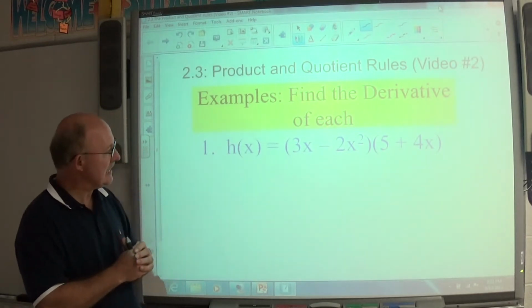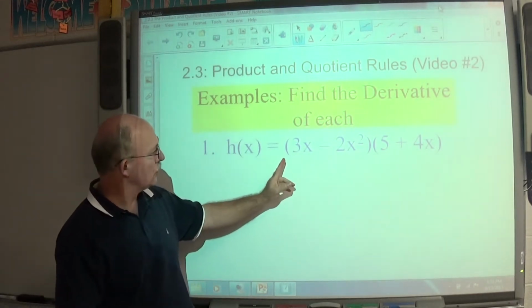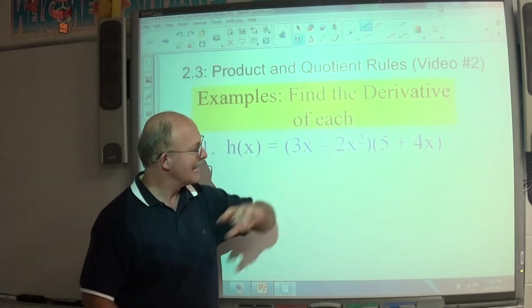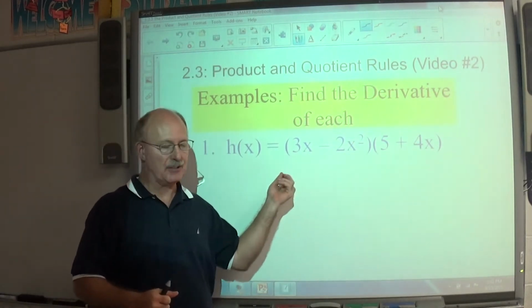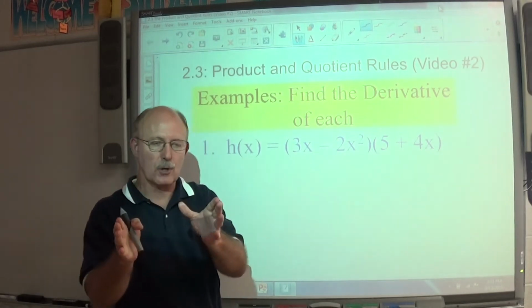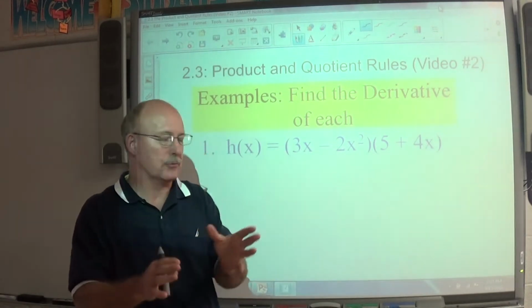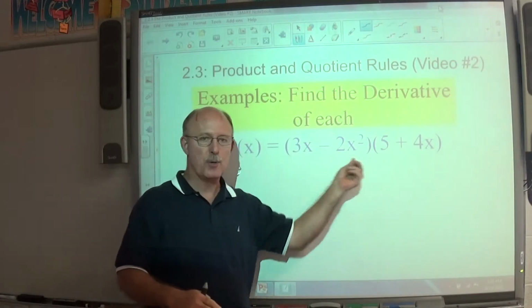We're going to find the derivative of each. Start off with h of x equals the quantity 3x minus 2x squared times the quantity 5 plus 4x. Now, immediately you recognize this is a product. Some products are a little bit harder to recognize than others, but this one is easy. You have two polynomials being multiplied together.